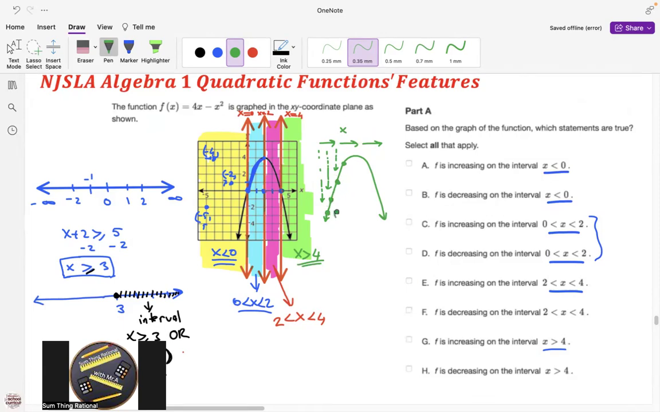Okay, first position, second position, third position, fourth position. So the points are moving up. When points are moving up, we call it the function is increasing. We call it function increasing. So points are moving up till the point of the vertex.